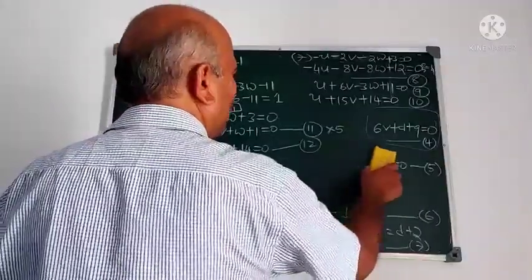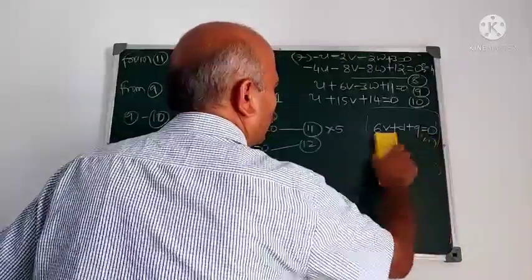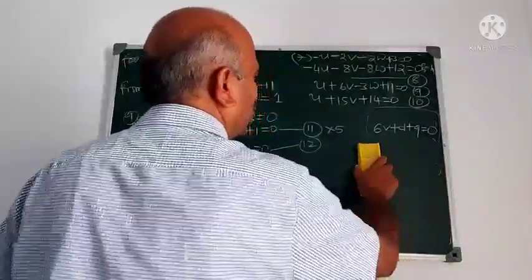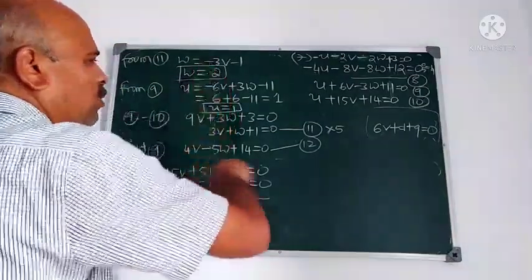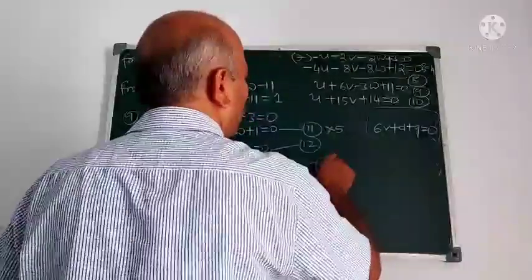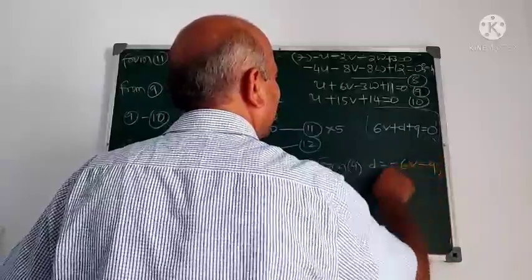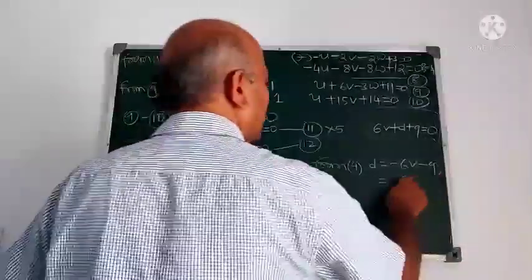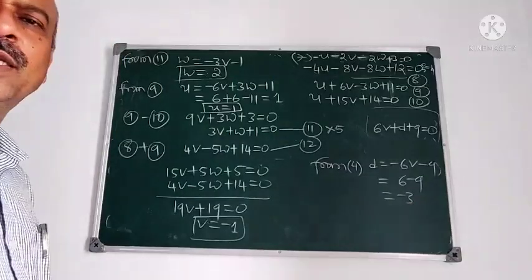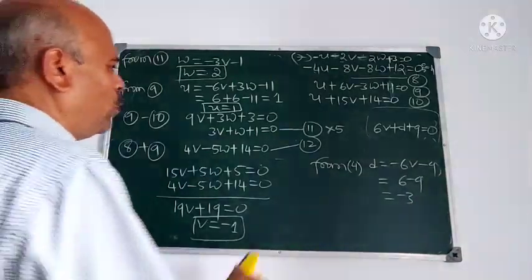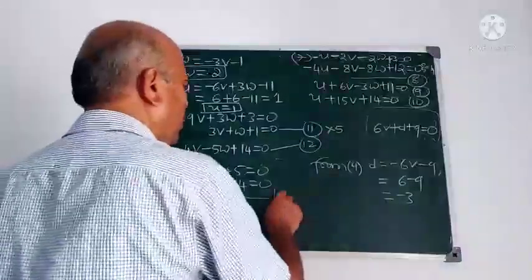d is obtained from this equation 4. v, u, w are already obtained. From 4, d is equal to minus 6v minus 9. Minus 6v means plus 6 minus 9. It is minus 3. d is minus 3. So all the 4 constants u, v, w, d are obtained from 1.